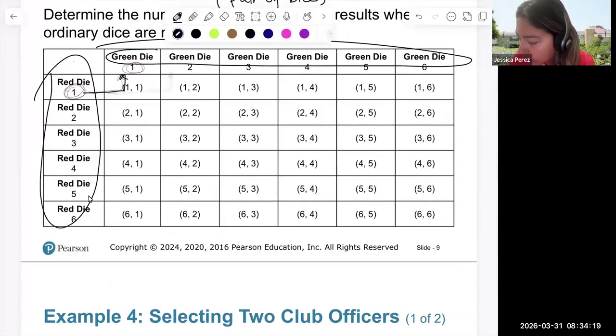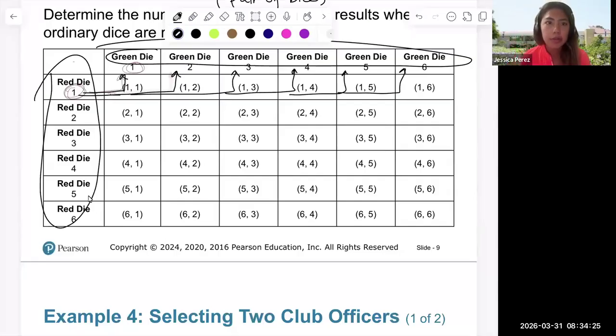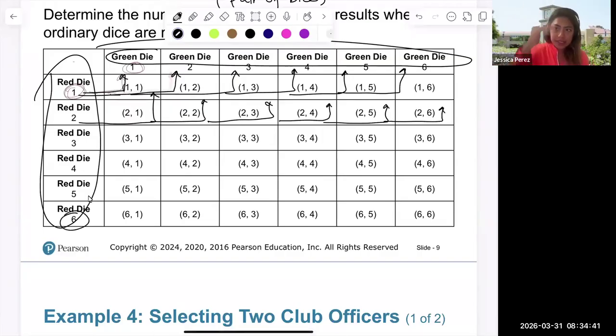So 1,1, 1,2, 1,3, 1,4, 1,5, 1,6. That's the product table. Then what happens if you land on a 2? So that's 2,1, 2,2, 2,3, 2,4, 2,5, 2,6. And then 3, and then 4, and then 5, and then 6, and then, well, that's it, up to 6, because I have 6 options.